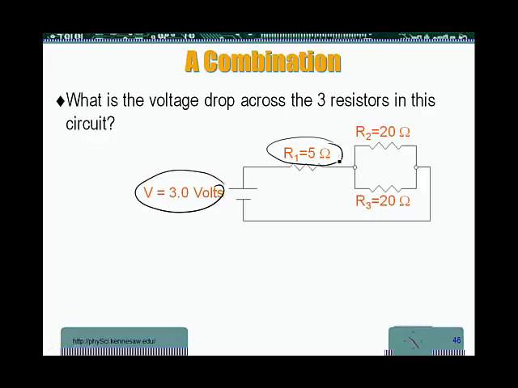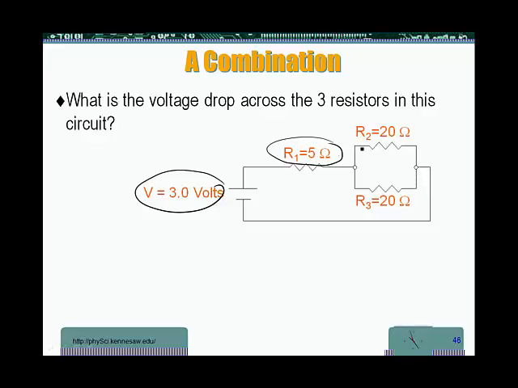This resistor, the 5 ohm resistor, is not in series with any of the other resistors. It's not in series with them because the current passing through R1 is going to be divided among R2 and R3. We are not going to have the same current through R1 as through R2 or R3. So it's not in series with either one of them. However, R2 and R3 are in parallel.